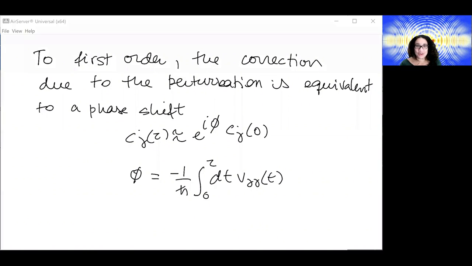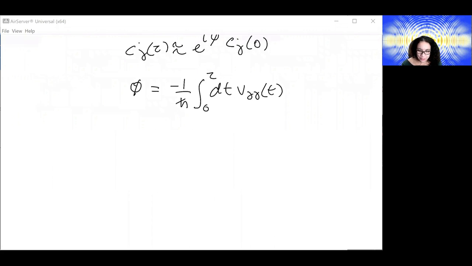So depending on the situation you're dealing with, you may need to go beyond first order or even further. So how do I go if I need to compute second order correction? Let's look at the expression that we had.